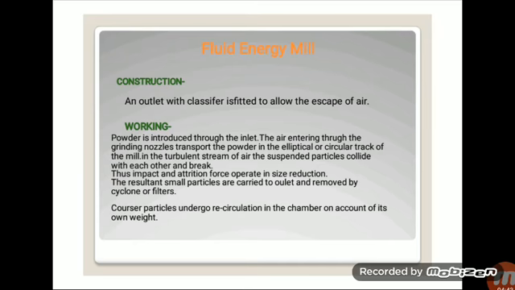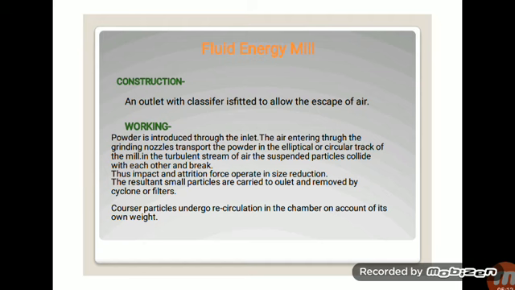Before going to the working, there is a last point in construction: the outlet is fitted with classifiers. Near the outlet there are classifiers, and due to these classifiers the air is allowed to escape. Okay, now we are going to see the working. The powder is introduced through the inlet. First we are going to introduce the powder through the inlet.